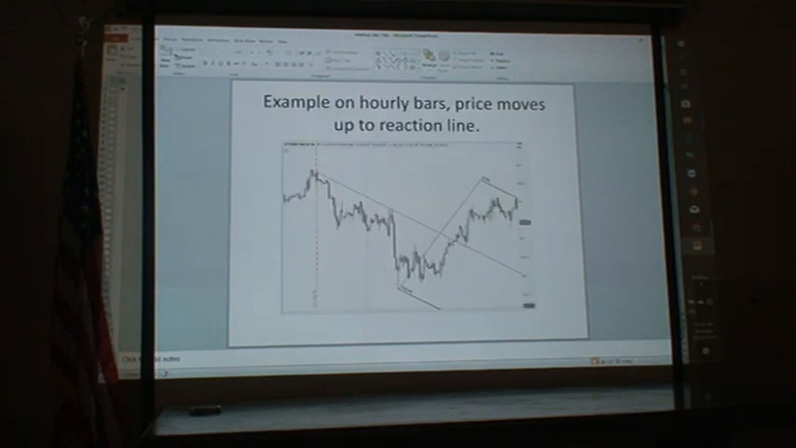Okay, and this is an example on hourly bars. Price moves up to a reaction line. We can see here we have all these nice little pivots along the way. 1, 2, 3, 4, 5 on a line. And what does price do? Goes right up to that reaction line in the cotton and then did a reversal for a little while.